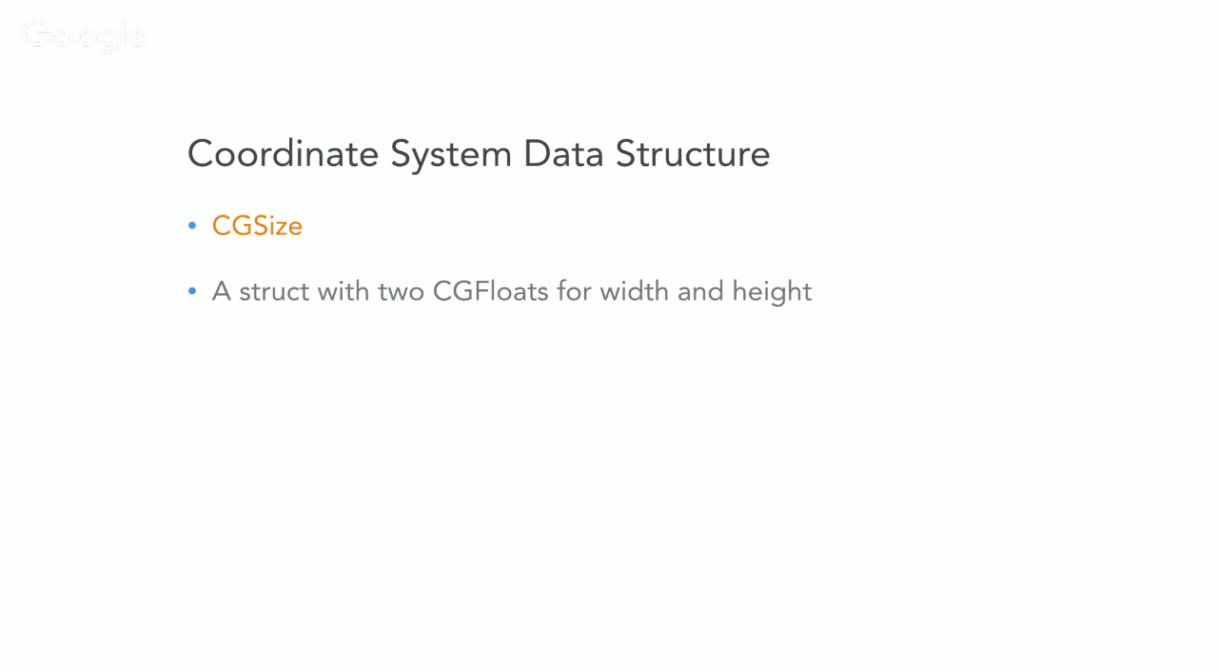Okay, a CGSize is a struct with two CGFloats, and it represents the width and height. So if we have a CGSize, var size is a CGSize with the width 56.4 and height 23.5. And again, the 56.4 there is a CGFloat, not a Double. It is a CGFloat.